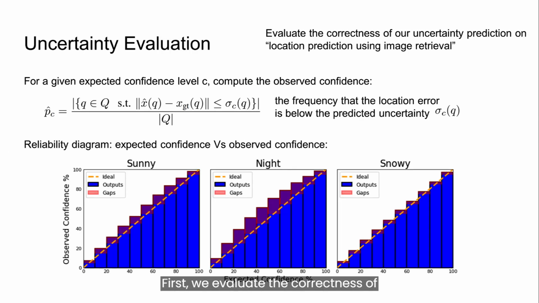First, we evaluate the correctness of our uncertainty prediction on location prediction using image retrieval. For a given expected confidence level C, we can compute the observed confidence. That is the frequency that the location error is below the predicted uncertainty. We plot this expected confidence versus the observed confidence in a reliability diagram. The reliability diagram shows that our method produces accurate probabilistic confidence. This is evidenced by the small gaps between observed and expected confidence at all levels and across all 3 conditions.